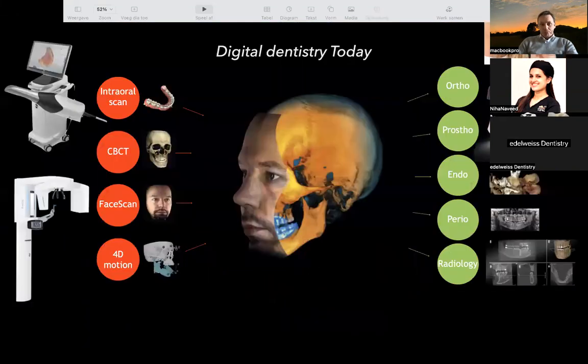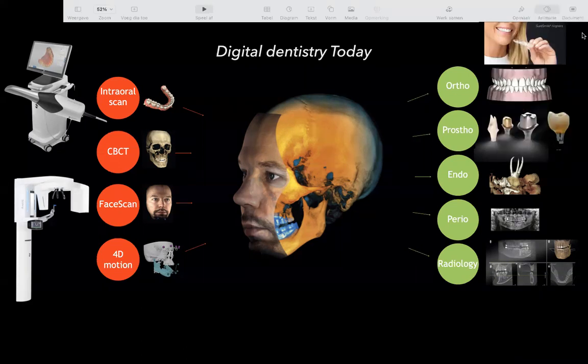all day long. Digital dentistry, where are we going? What can we do nowadays? Everyone knows this, I think, colleagues. You can do intraoral scanning, you can take a CBCT, a face scan, and you can even go to 4D motion. And almost every part of dentistry is possible to treat nowadays. We can go from ortho treatment, prosthetic treatment, endodontic, perio, and radiology.